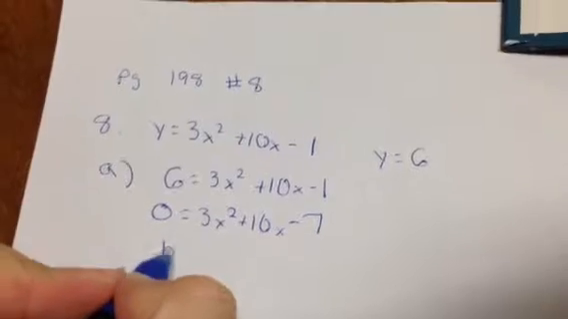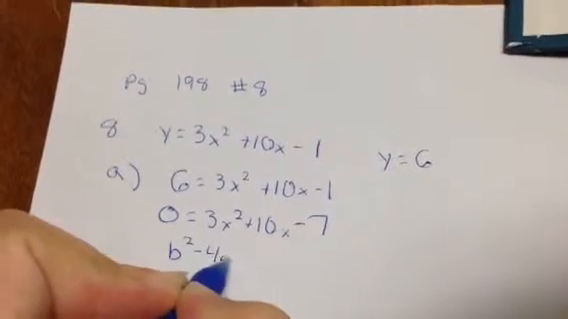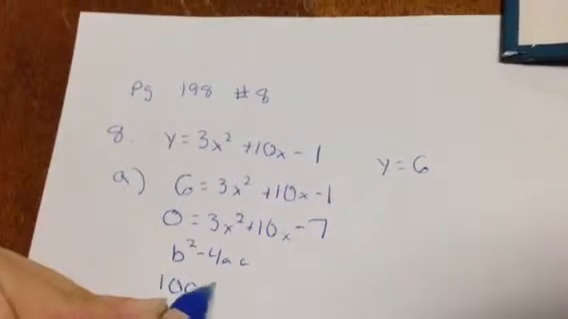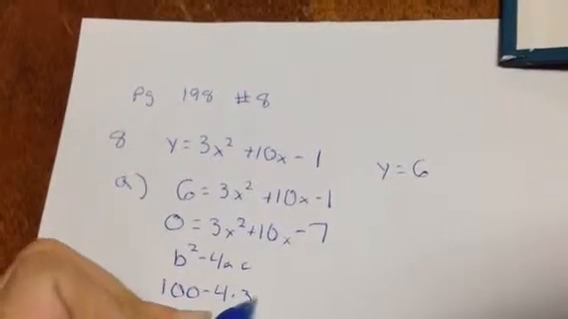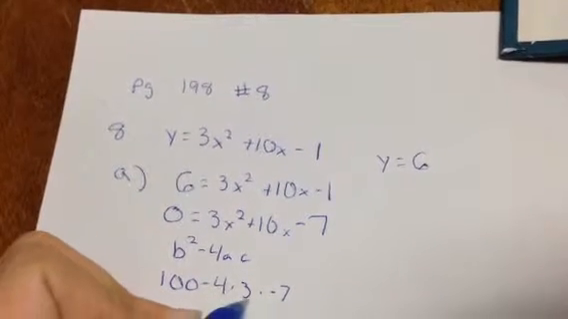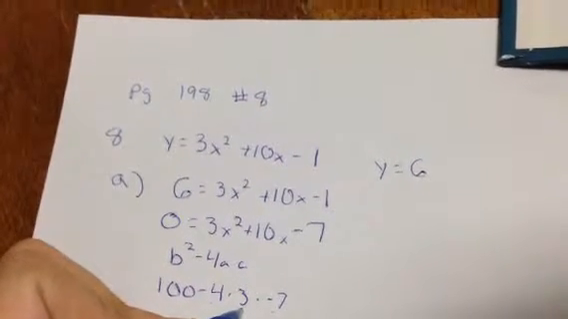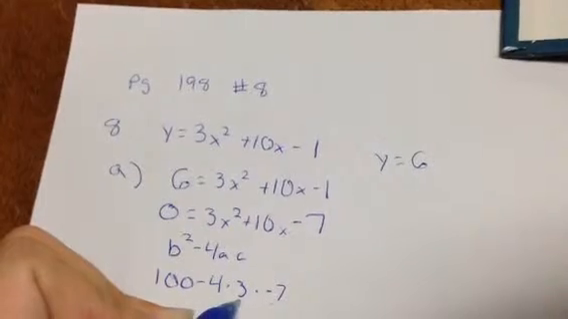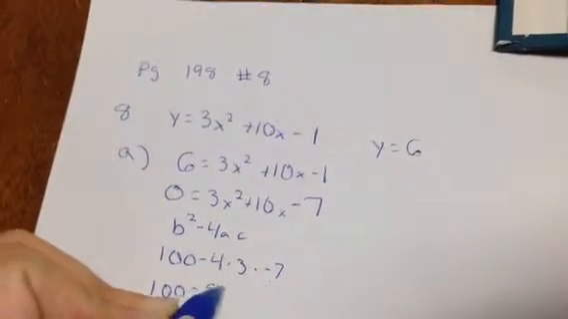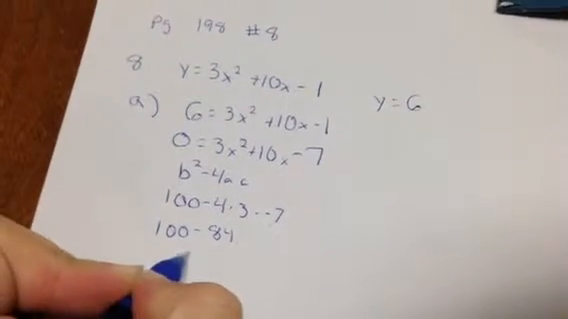And then our discriminant is b squared minus 4ac. So our b squared is 100 minus 4 times 3 times our negative 7. This is 28. 28 times 3 is 84. So we have 100 minus 84, which gives us 16.